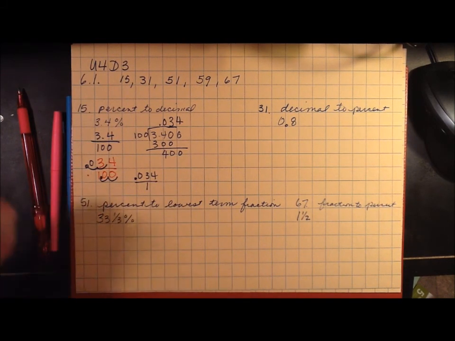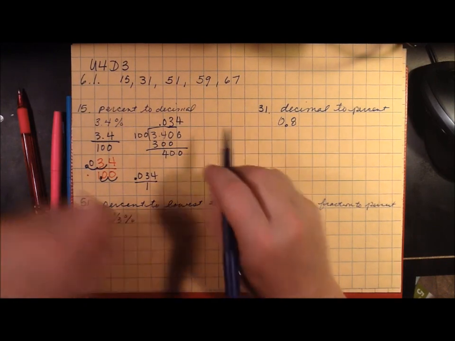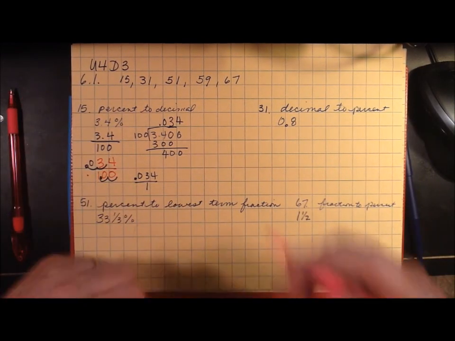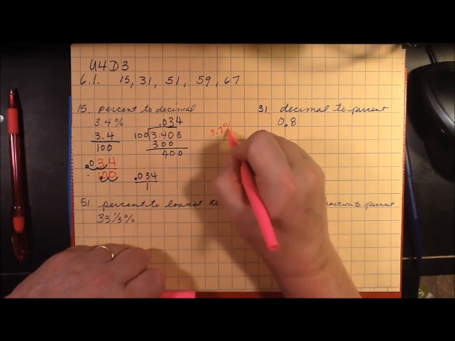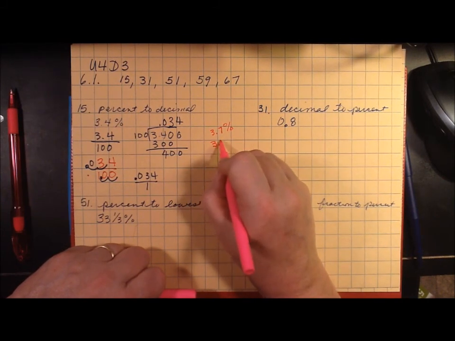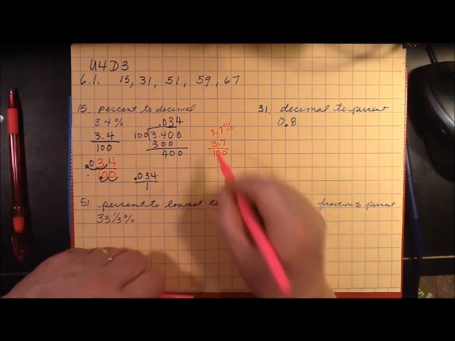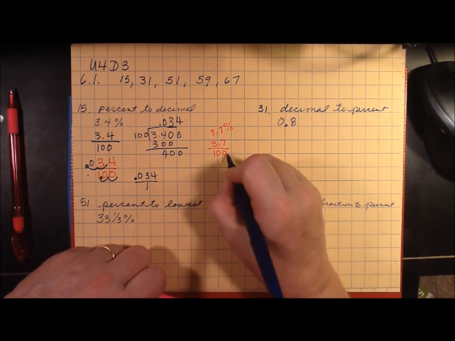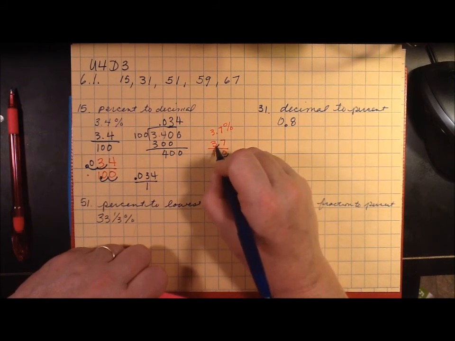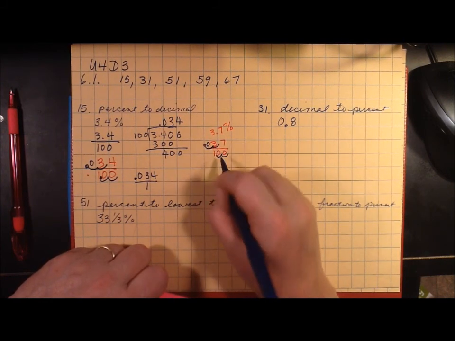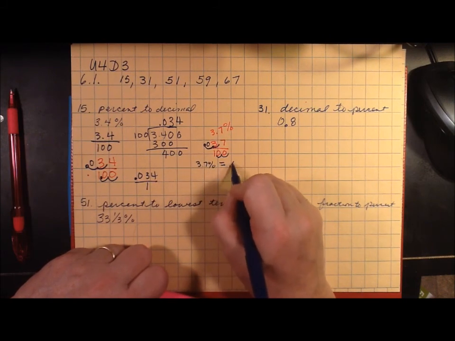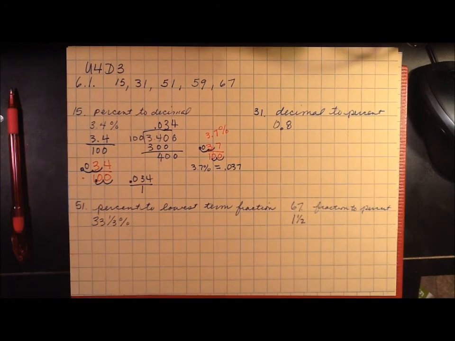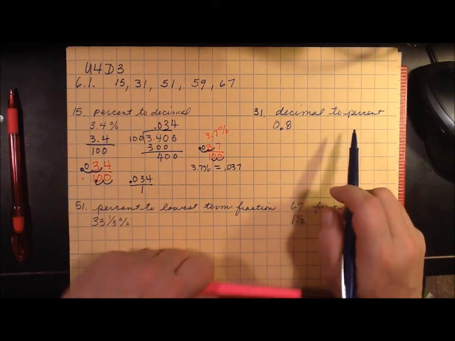So you just have to put it over the fraction and then move the decimal point over 2 places. So if I had, let's do a quick one here by ourselves, if I had 3.7%, put it over 100, over 2, over 2. So 3.7% equals 0.37.